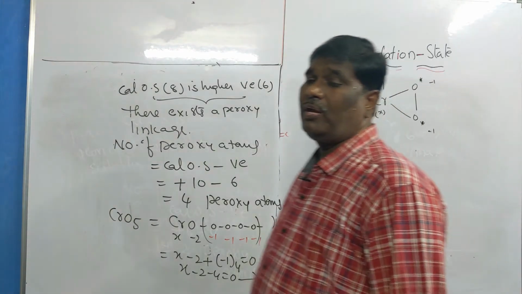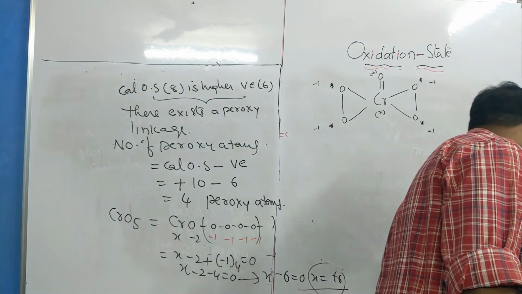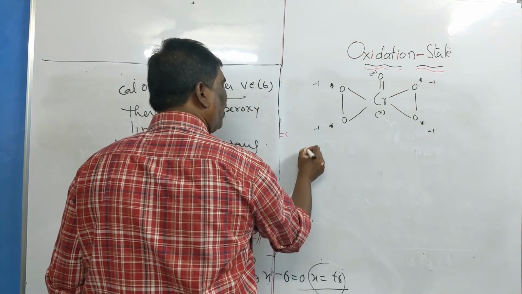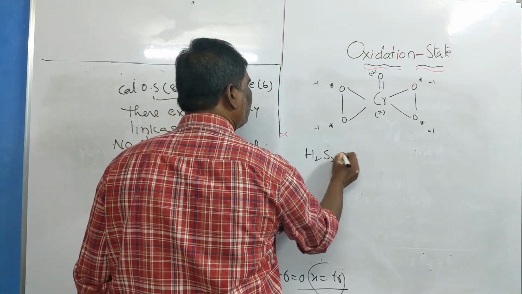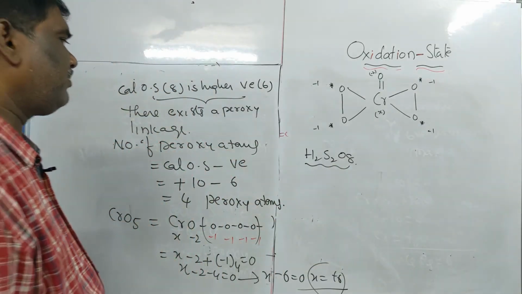So it is having butterfly geometry. Okay. The next one is H2S2O8. Now we are going to calculate the oxidation state of this one.